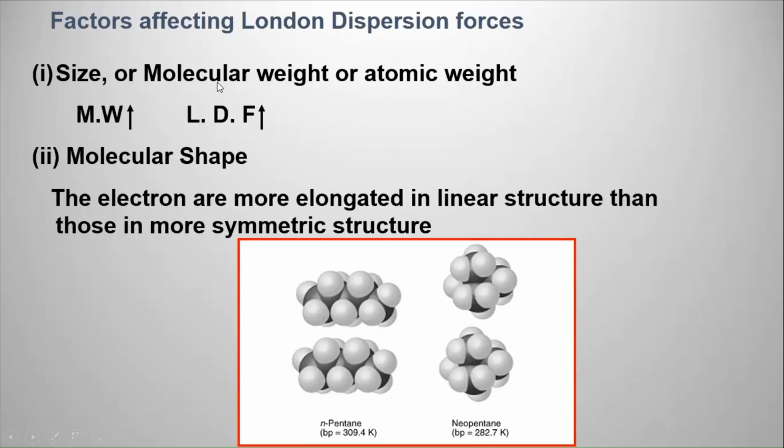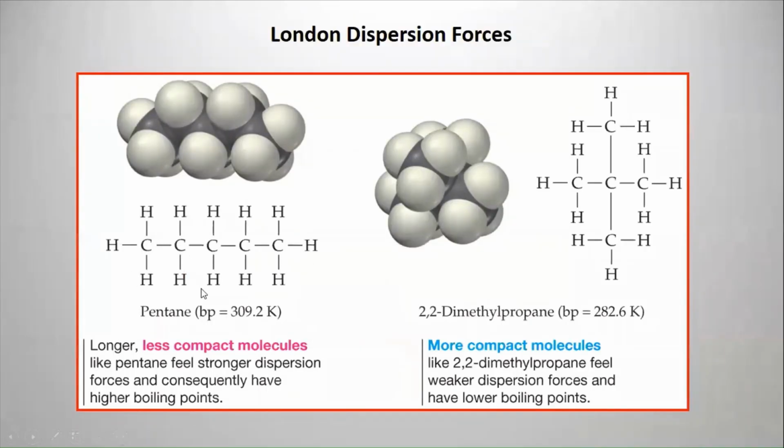So again, we have two factors affecting London dispersion forces. Factor number one, which is very easy, is the size. As you increase the size or the molar mass, the intermolecular forces increase. The second is the geometry. The more linear the geometry, the stronger the interaction. The carbon and hydrogen are written in the model here. And look at the crowded one. Look at how crowded the atoms are.